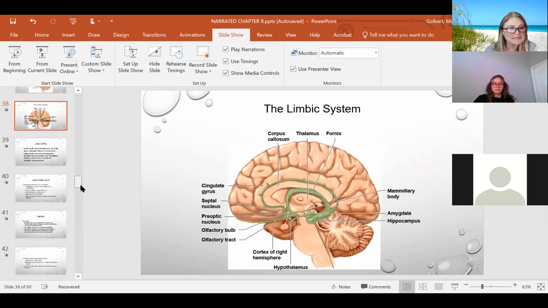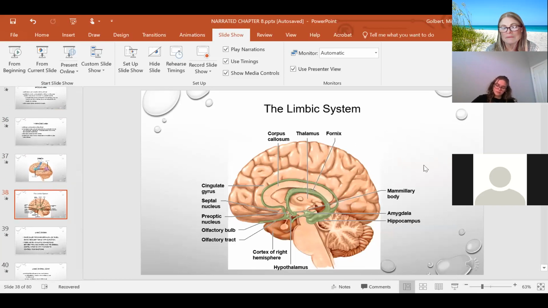So the limbic system is not really a specific area. The limbic system is mostly around the thalamus.